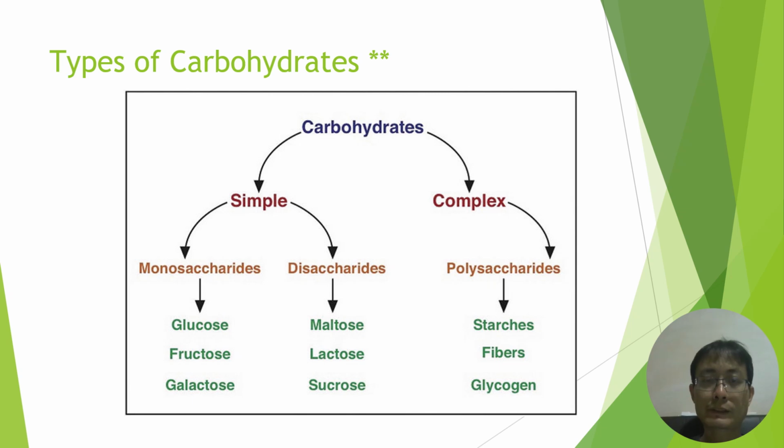So these are the various types of carbohydrates and how they are related to one another. Generally, it is divided into simple and complex. Now, your simple consists of your monosaccharides and your disaccharides, which we will go into further details later, and also your polysaccharides.